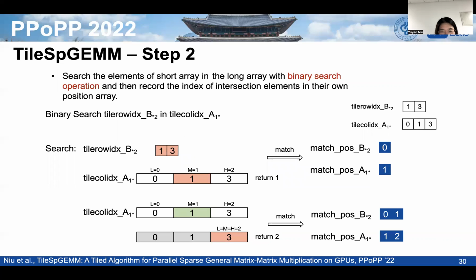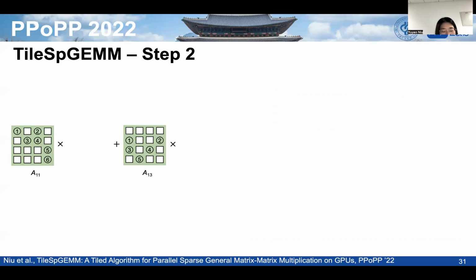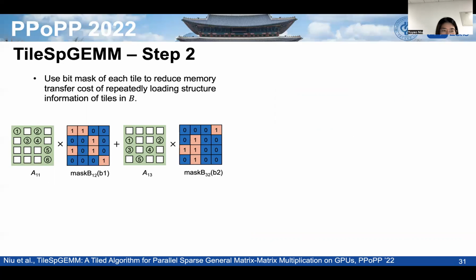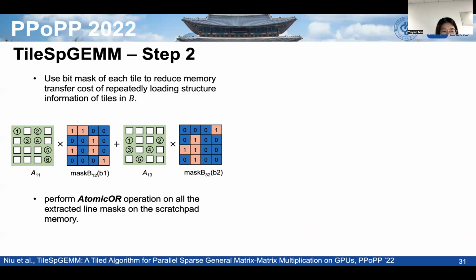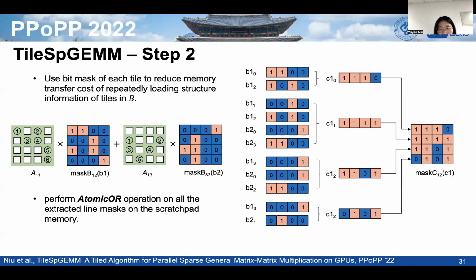And for question 2, we use a bit mask rather than the real tile B to reduce the memory transfer cost of repeatedly loading structure information of tiles in B. And then atomic OR operations are performed on all the extracted line masks on the scratchpad memory to generate the mask of C.